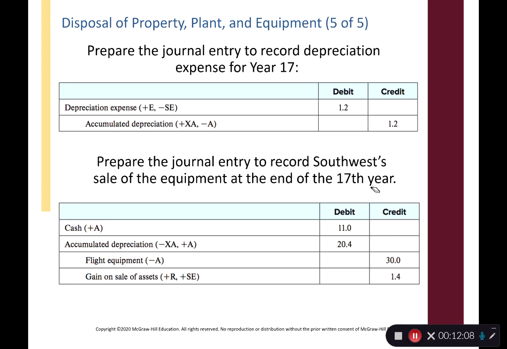The equipment goes down with a credit for 30, and then to make our journal entry balance, we're going to end up with a credit being needed, and because it's a credit, it's a gain. Because gains are like revenues, they go up with credits. If it were a debit that was needed, it would be like a loss, because losses are like expenses, they go up with debits.